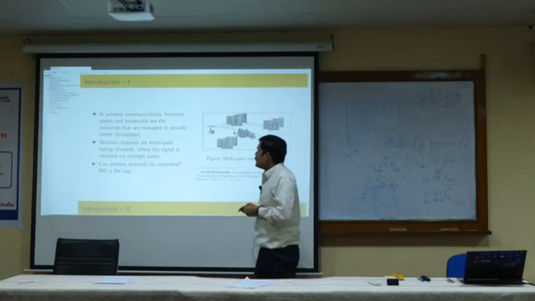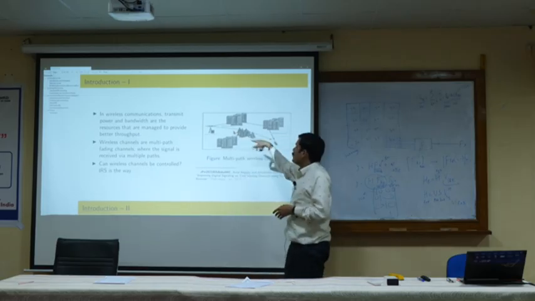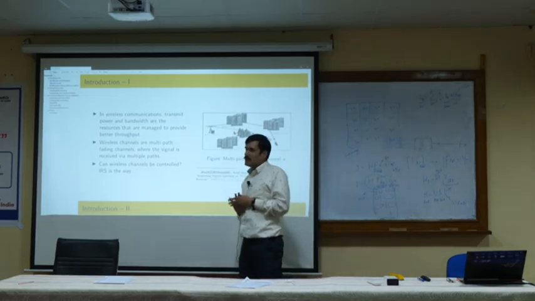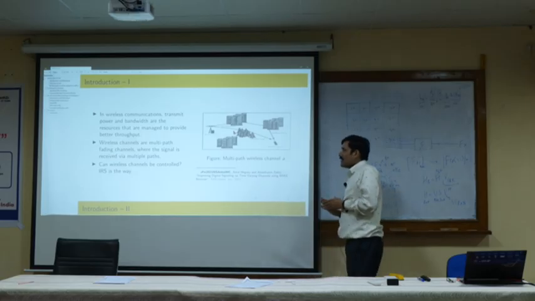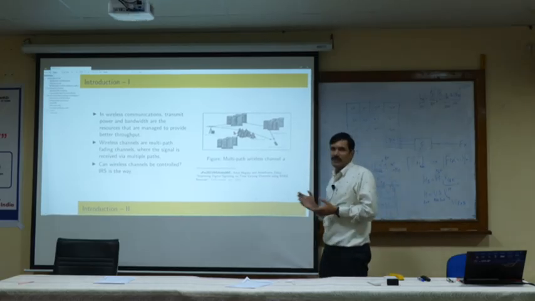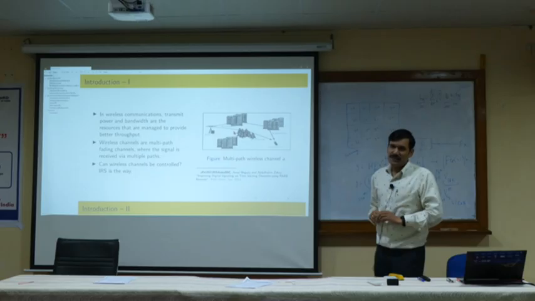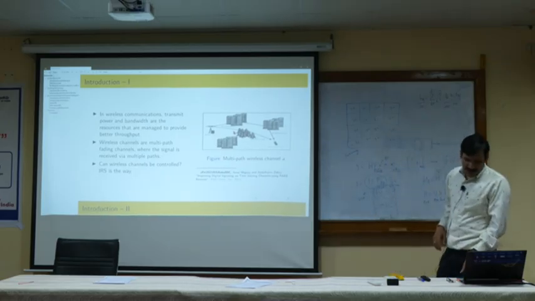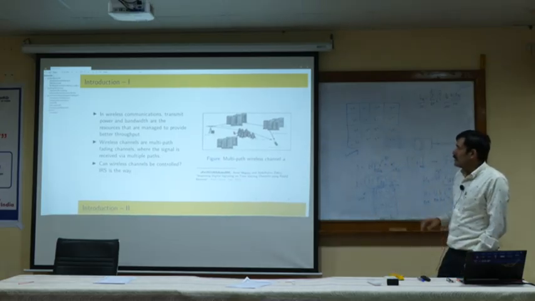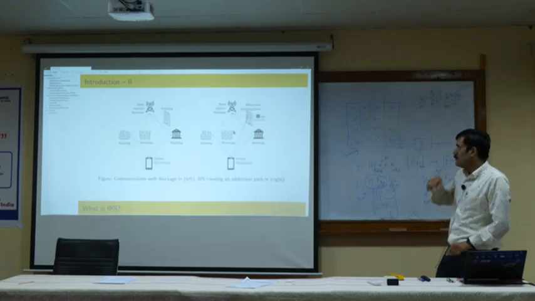So wireless channels are multipath fading channels, you already know it, okay? And the signal is received by multiple paths. So can the wireless channel be controlled? So IRS is one of the ways, okay? So IRS means intelligent reflective surface. With IRS, we can control some paths, okay?